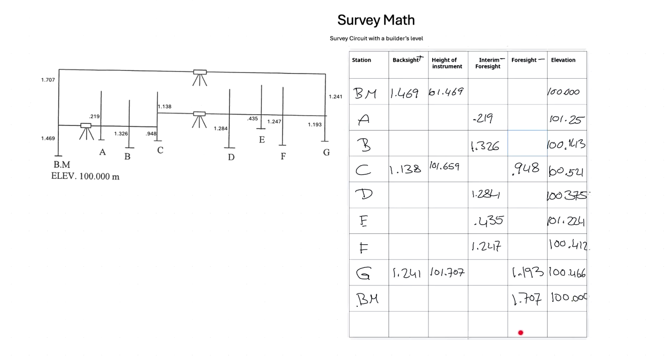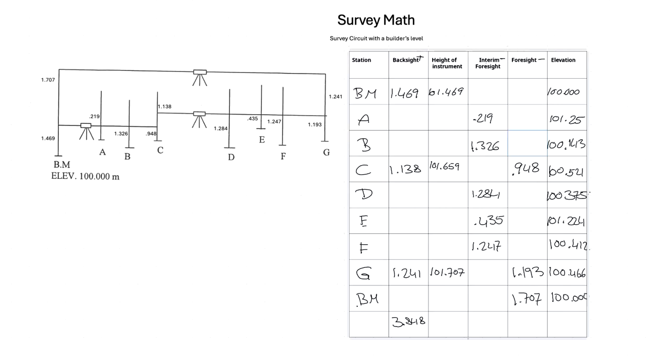Okay, so let's put this in the calculator. You do it too. So 1.469 plus 1.138. See, easy to make mistakes. Plus 1.241. In the backsight column, that comes to 3.848. Okay, so now let's do the foresight column.